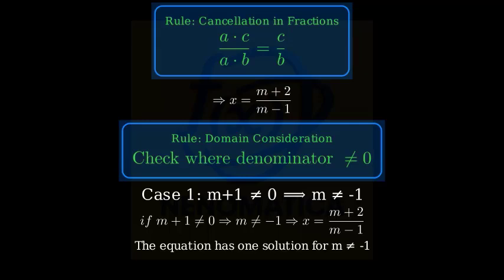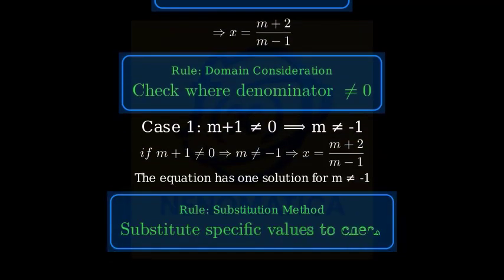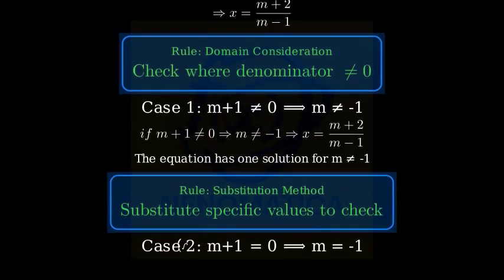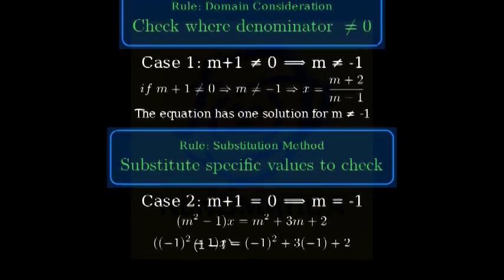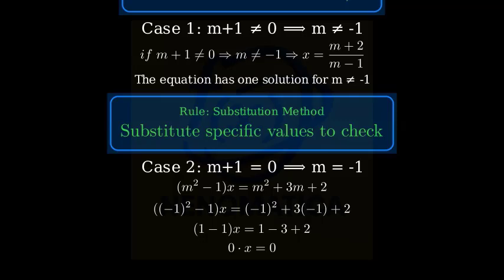Let's move to case 2, where m plus 1 equals 0, which means m equals negative 1. We need to go back to our original equation and substitute m equals negative 1. When we substitute m equals negative 1 into the original equation, m squared minus 1 times x equals m squared plus 3m plus 2, we get 1 minus 1 times x equals 1 minus 3 plus 2, which simplifies to 0 times x equals 0.